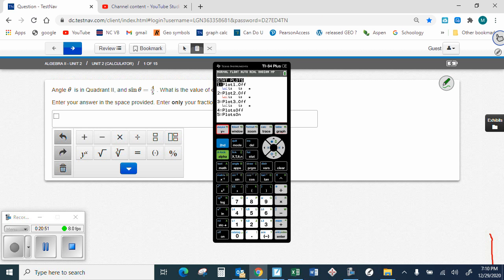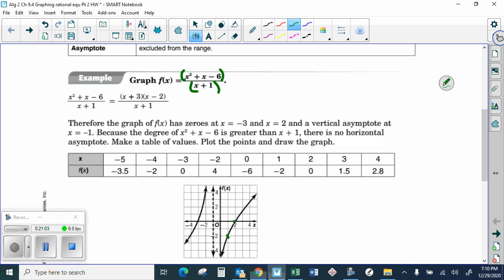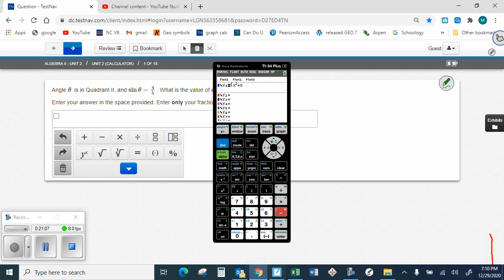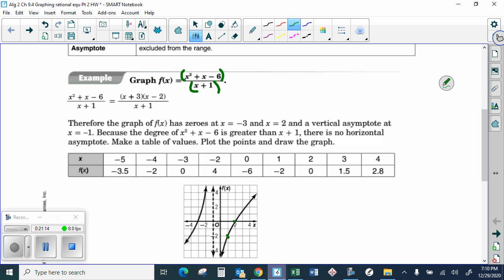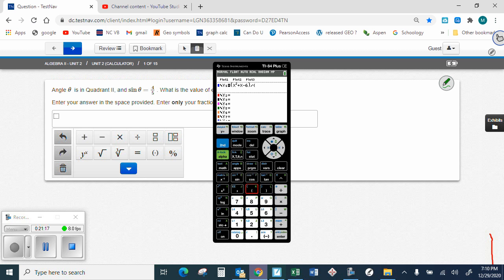Oops, y equals... quit, y equals. Let's clear this one. Okay, so parentheses, we had x squared. Let's go back. What was it? x squared plus x minus 6, parentheses, divided by parentheses x plus 1, parentheses. Okay, enter, hit graph, and there you see it just like this.